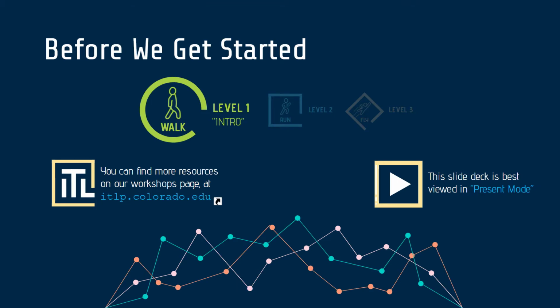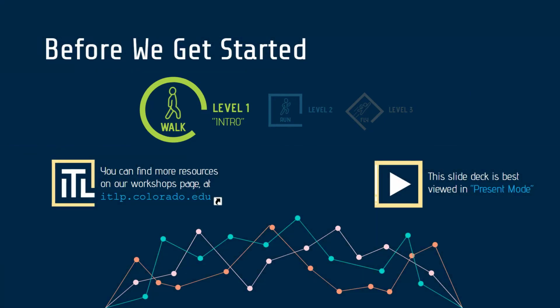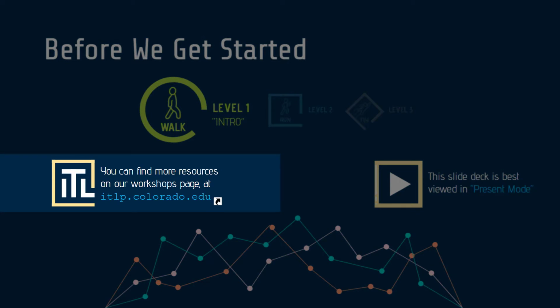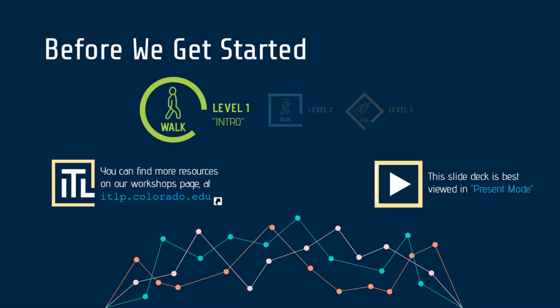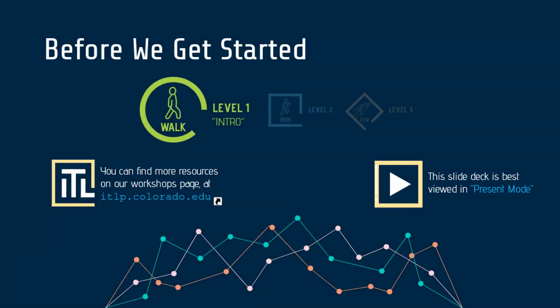Before we get started, a few housekeeping notes. First, this workshop is a Level 1 or Intro workshop, intended to start us off at a walking pace, setting us up to run by the time we're done. Next, a reminder that several learning resources, including this slide deck that we'll use to teach this workshop, are available to you at any time on the ITLP website. If you decide to follow along in these slides, please note that the slides are best viewed in present mode, since we'll be using some animations.